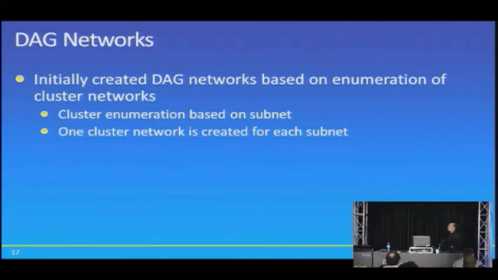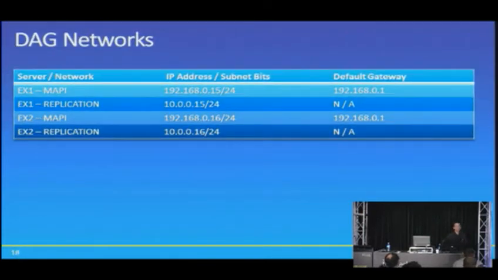Well, they turn into DAG networks because, again, underneath the DAG is a cluster. And when we install Exchange into the cluster, the cluster enumerates the network interfaces for us. It tells us which network interfaces are on which subnet, and it takes the interfaces and subnets and translates them up into the DAG where they become DAG networks. So each individual subnet is going to be a separate DAG network. So here's what it might look like.